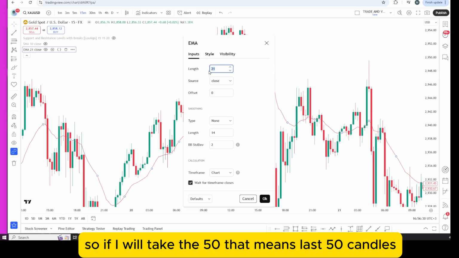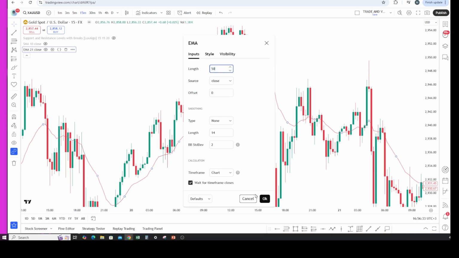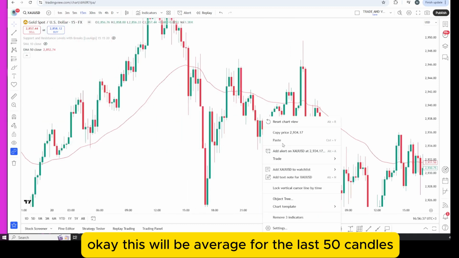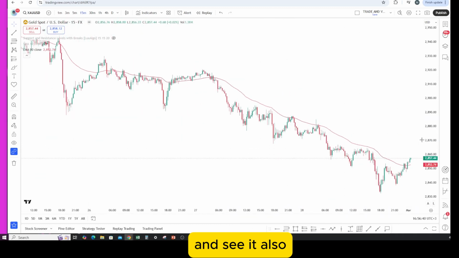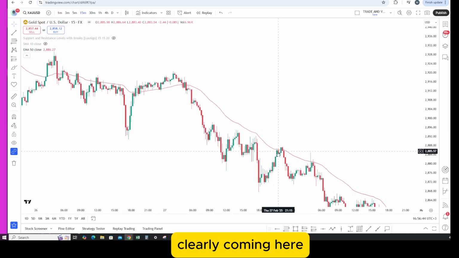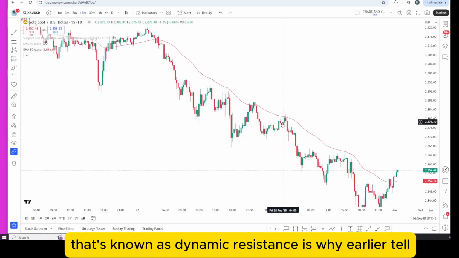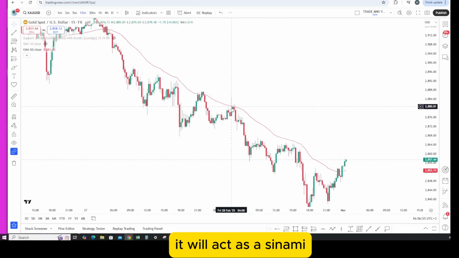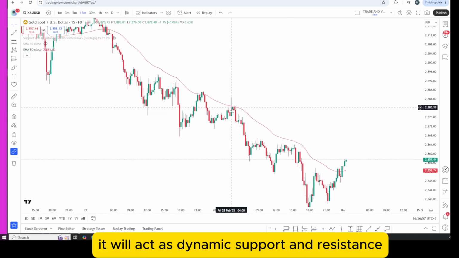So if I take the 50, that means the last 50 candles. This will be the average of the last 50 candles. You can see it was also falling, clearly coming here and respecting it. That is known as dynamic resistance. This is why I said earlier that it will act as dynamic support and resistance.